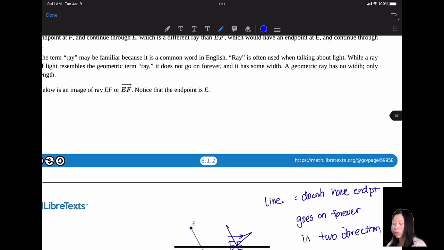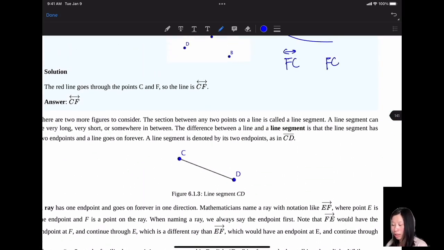And then the next one would be a segment. What is a line segment? A line segment is the section between any two points on the line. The line segment has two endpoints. It doesn't go on forever because it has endpoints. And then we use the notation with one line on top of the letters of the two endpoints.